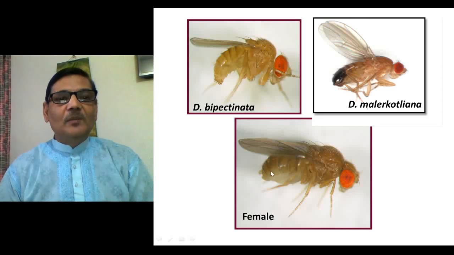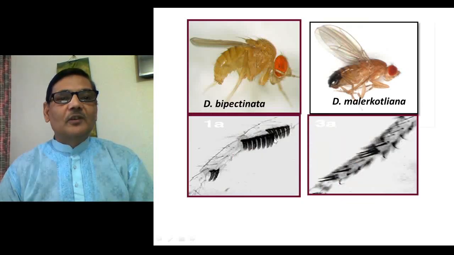As I told, their females are very similar to each other, so it is not possible to distinguish females of these two species. Another identifying feature of the males is their sex comb. In this diagram, this one is the sex comb of bipectinata. We know that the sex comb is found in the tarsus portion of the prothoracic leg. This is the tarsus portion, and the tarsus itself gets subdivided into 5 segments.